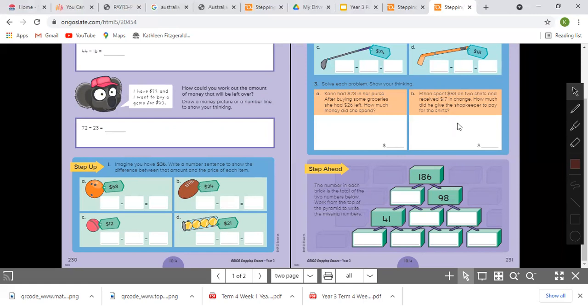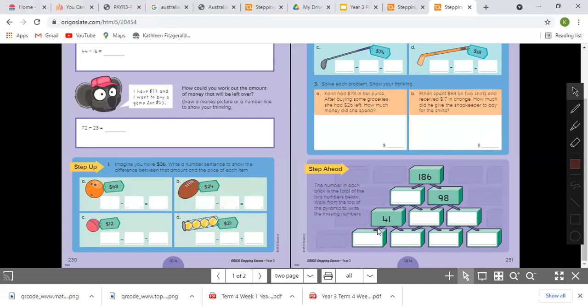Ethan spent $53 on 2 shirts and received $17 in change. How much did he give the shopkeeper to pay for the shirts? He spent $53 on 2 shirts and he received $17 in change. So this isn't going to be a subtraction problem. So think about that one carefully.